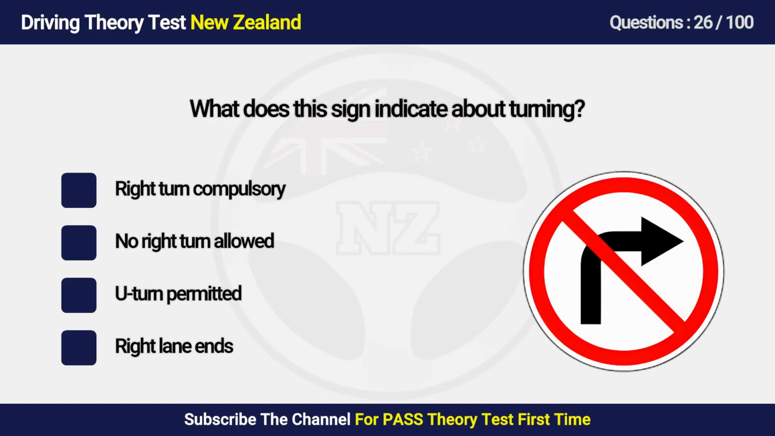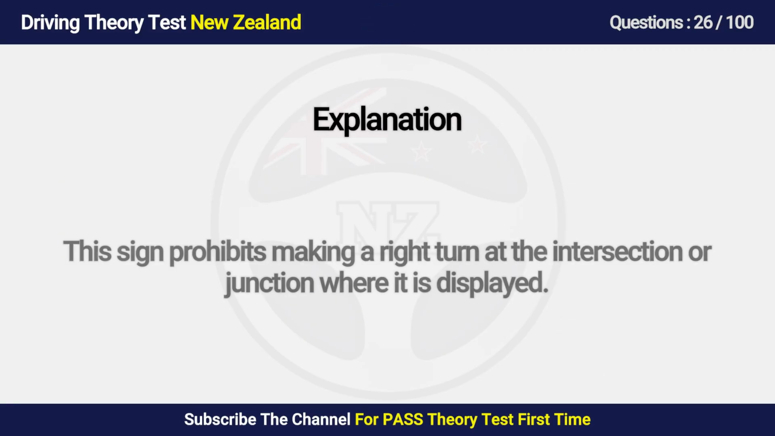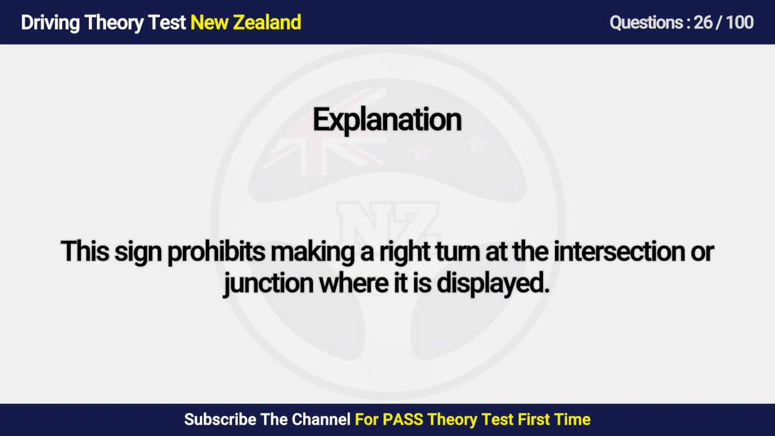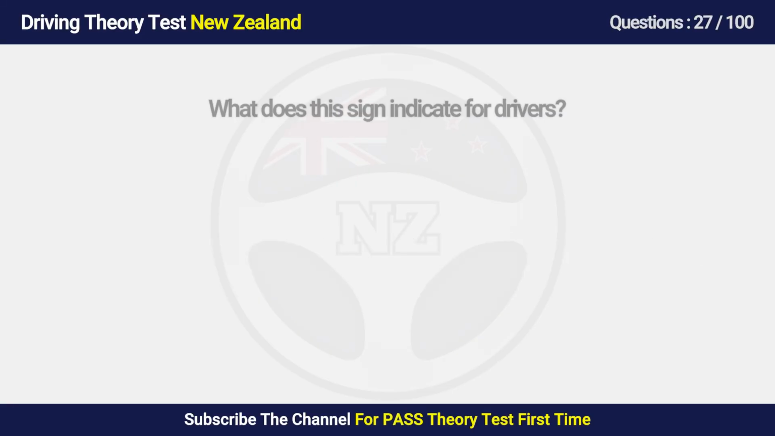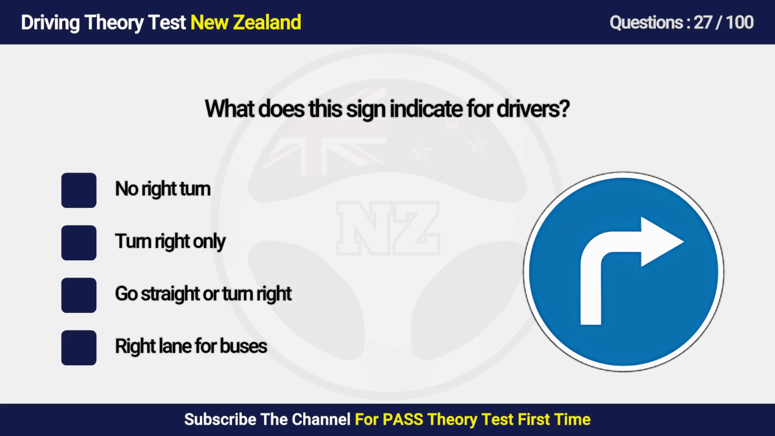A. Right turn compulsory. B. No right turn allowed. C. U-turn permitted. D. Right lane ends. Answer is B. No right turn allowed. This sign prohibits making a right turn at the intersection or junction where it is displayed. Question 27. What does this sign indicate for drivers?